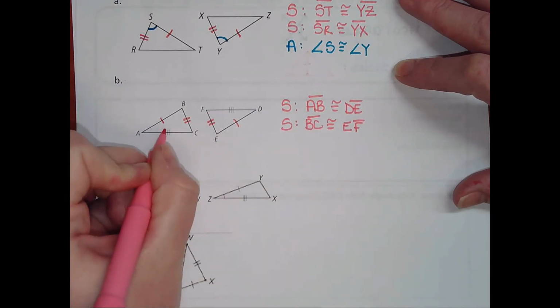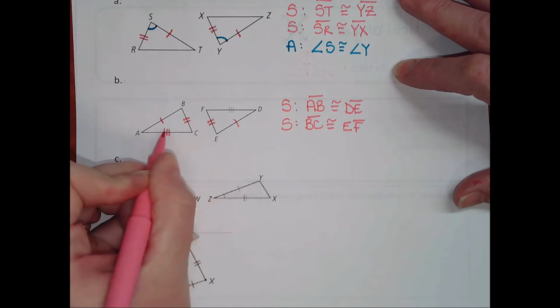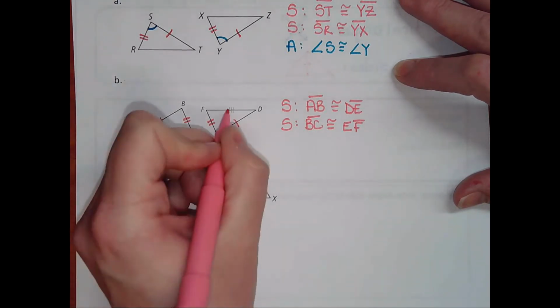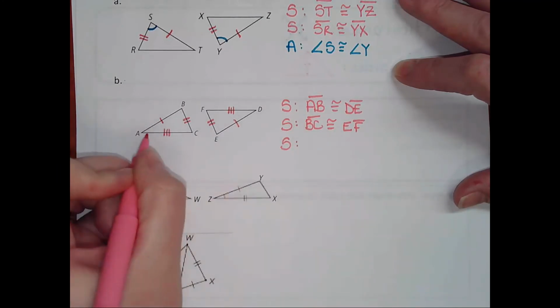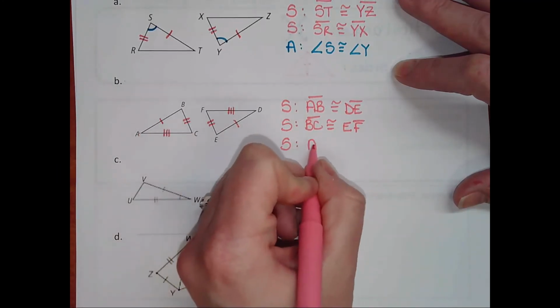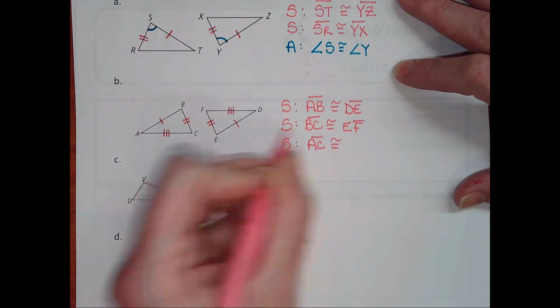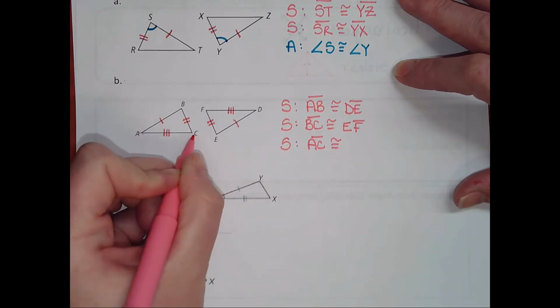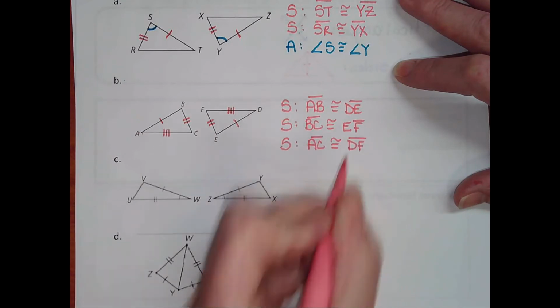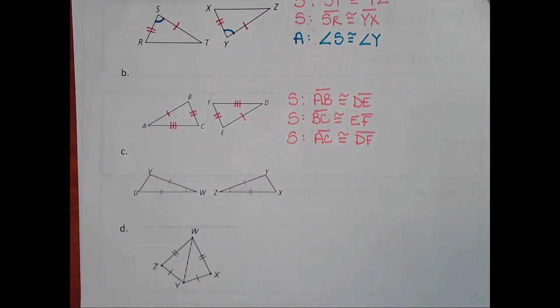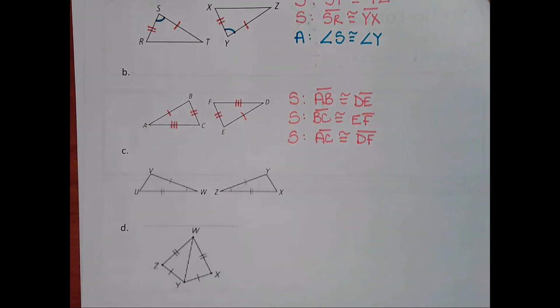And then 3 markings, that's on this side, and 3 markings on that side. So that's another side. Let's go AC is congruent to, and if I go from A to C, I would have to go from D to F. So that one just has all 3 sides. Notice there's no markings on the angles. There's no vertical angles. They're not connected together. So call it a day, move on.